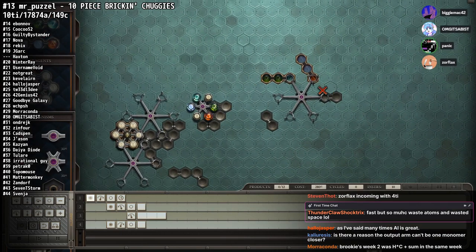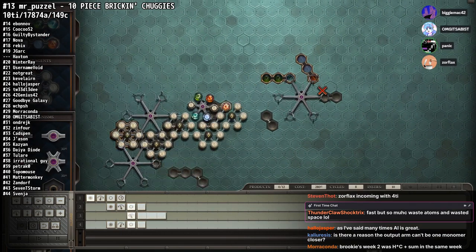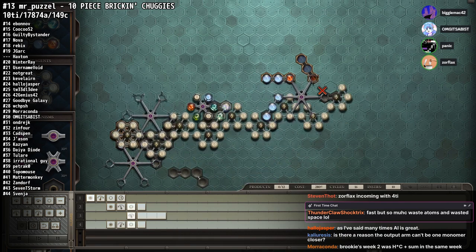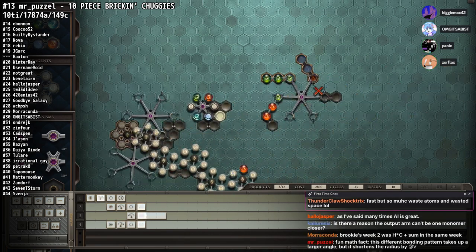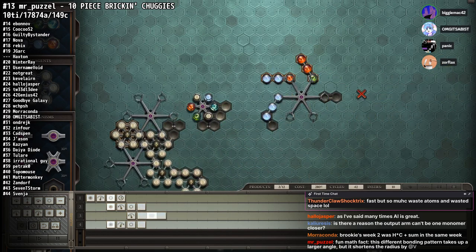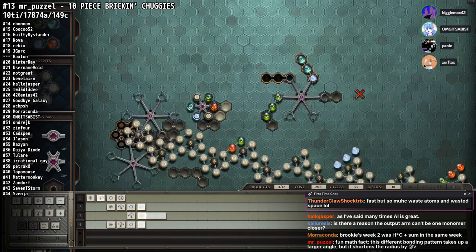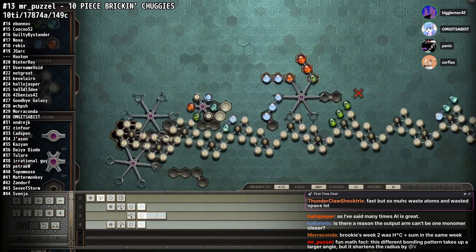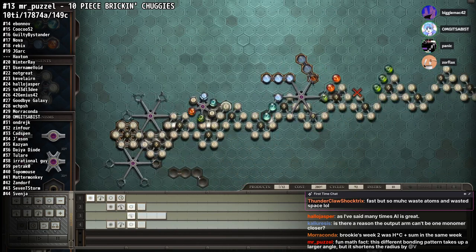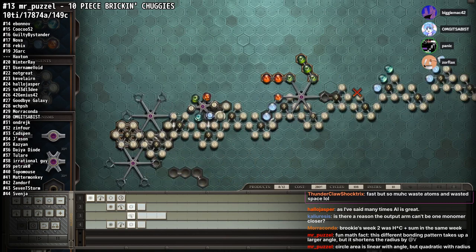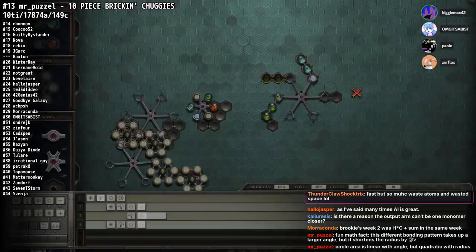So up next we have Mr. Puzzle with some amount of drop that's like 1,000 or around there. I think it's the same technique. It seems to break off the monomer much earlier, saving probably 2 strings. The note says... That's why it starts with a 17. Oh yeah. The note says, sir, this is not a McDonald's. 10-piece brick and chuggies.